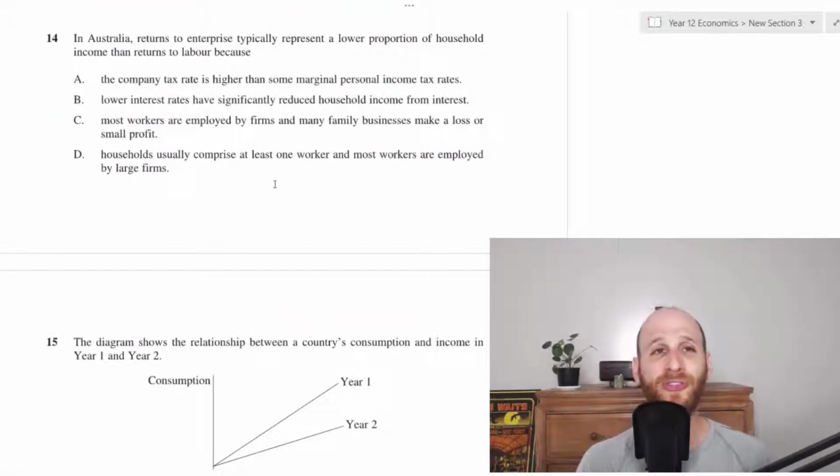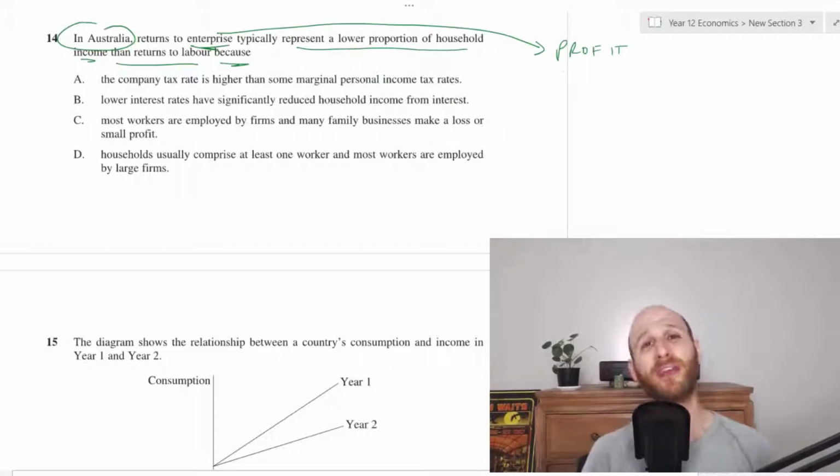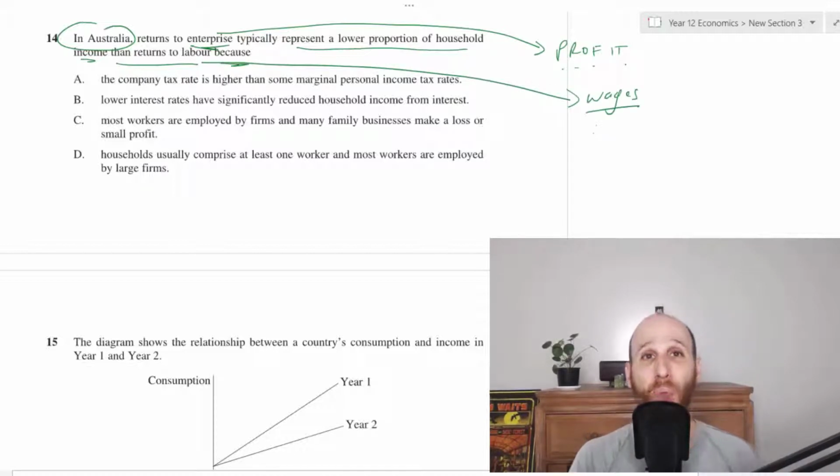Question 14 says, in Australia, returns to enterprise typically represent a lower proportion of household income than returns to labour because? So if I'm thinking about this, I know that returns to enterprise, the ability to mix all the other factors of production to make a successful operation, you're rewarded with profit. Now we know that the reward for labour is wages. So what we say here is in Australia, returns to enterprise, so profits, are usually less than wages for households. So I might put this here.